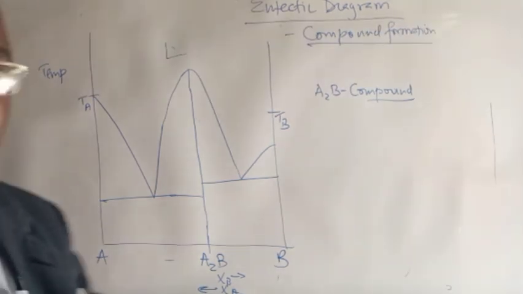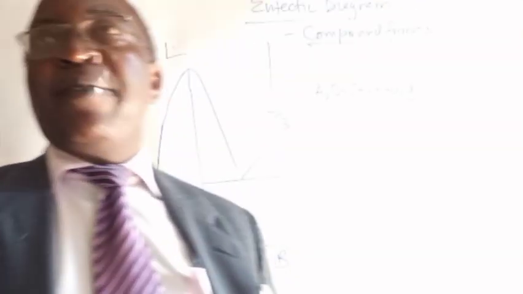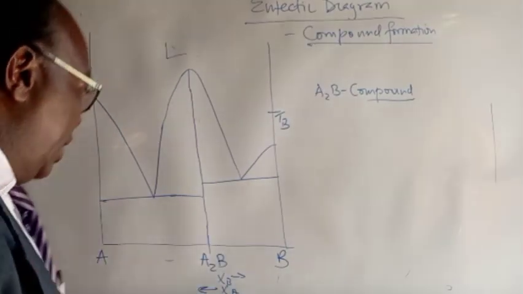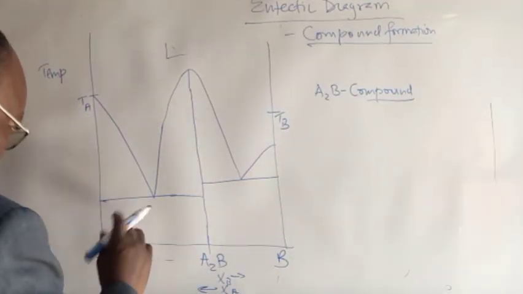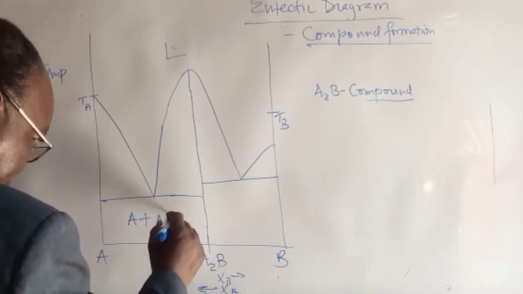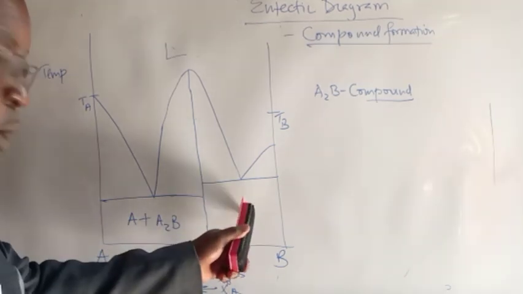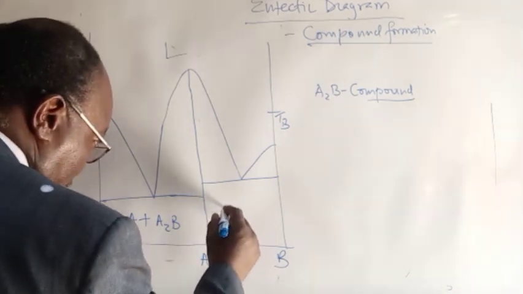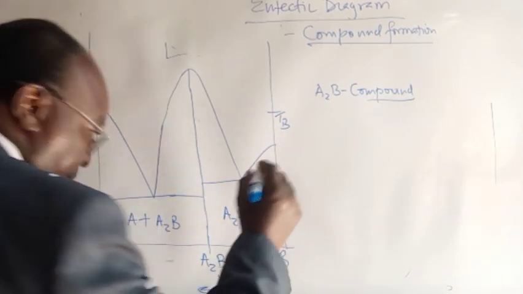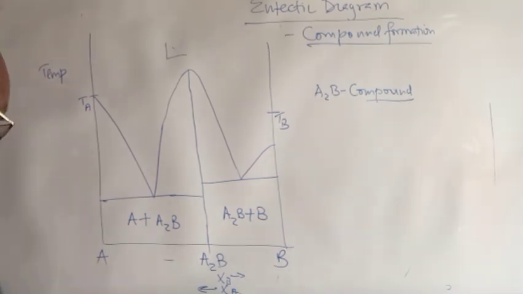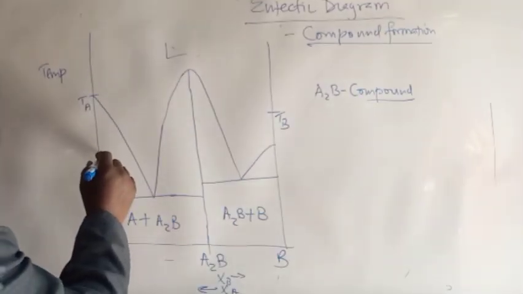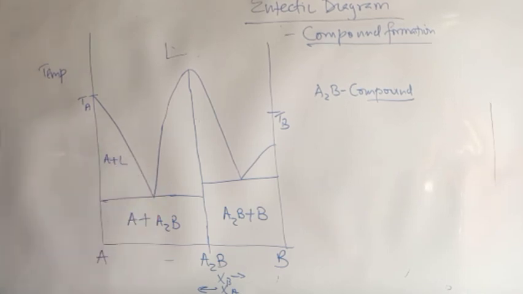Now, let us label the quadrants. You are now familiar with that if you followed our lecture on simple eutectic diagrams. So in this quadrant here, we have A plus AB. In this other quadrant here, we have AB plus B. And in this section here, we have A plus liquid.